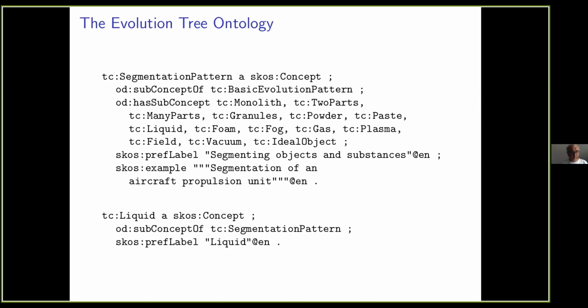Conceptual relations between these patterns and subpatterns are modeled using different ontology-specific predicates with the OD prefix. For example, the segmentation pattern as a slide is represented by this URI, segmentation pattern, and has the code displayed on this slide here. In the given example, the segmentation pattern is a subconcept of the more general basic evolution pattern, and different modification patterns like liquid or so here are also formalized in the same way.